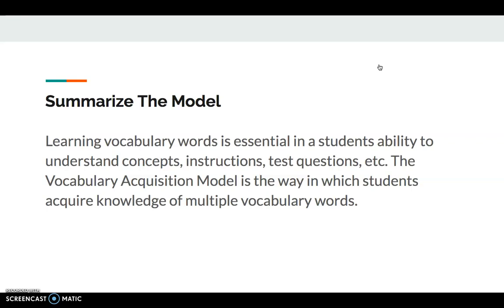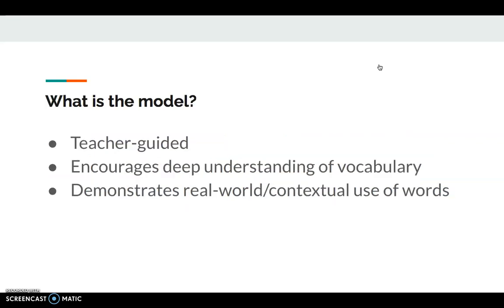Learning vocabulary words is essential in a student's ability to understand concepts, instructions, and test questions. If a student is not able to understand the vocabulary, they will not be able to understand the content that you are teaching them. What is the model?